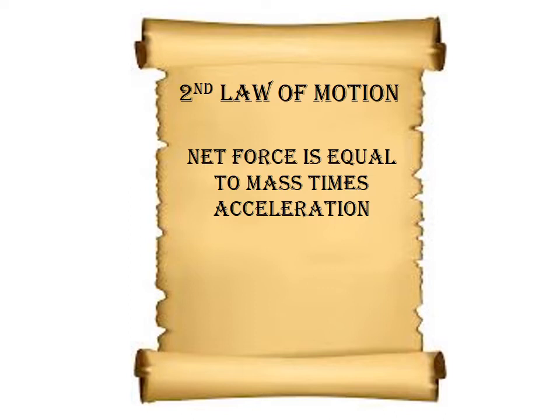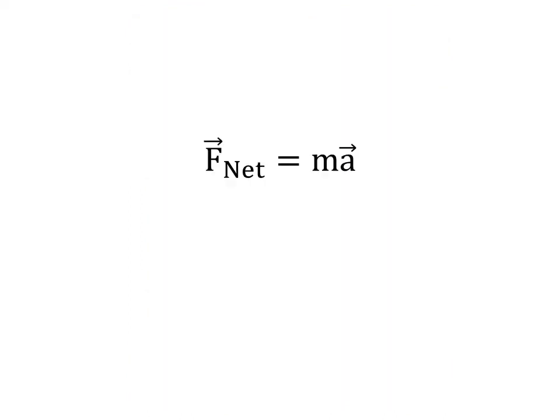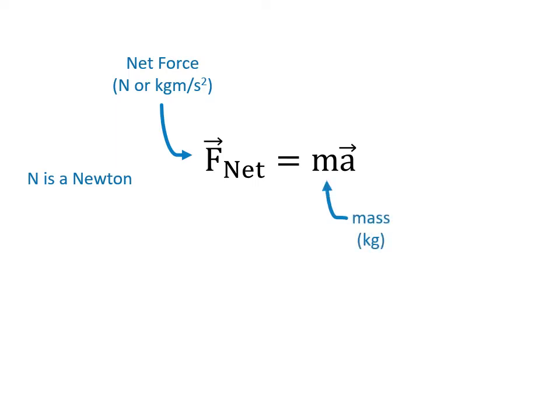The second law of motion: net force is equal to mass times acceleration. So the second law of motion brings about the equation Fnet equals mass times acceleration, where Fnet is the net force measured in newtons or kilogram meters per second squared. You should make a note on your sheet that capital N is a newton. M is the mass measured in kilograms, and A is acceleration measured in meters per second squared.